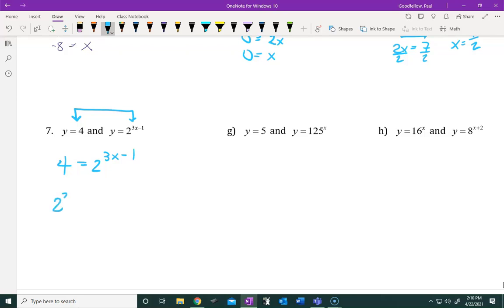This is 2 to the second power is equal to 2 to the 3x minus 1. And you're off to the races by canceling out the 2's and solving the rest. Okay, another 2 is equal to 3x minus 1. Add the 1, I'd end up with 3 equals 3x just by pushing that guy over there by adding. And then if I divide it by 3, I'd get x equals 1.